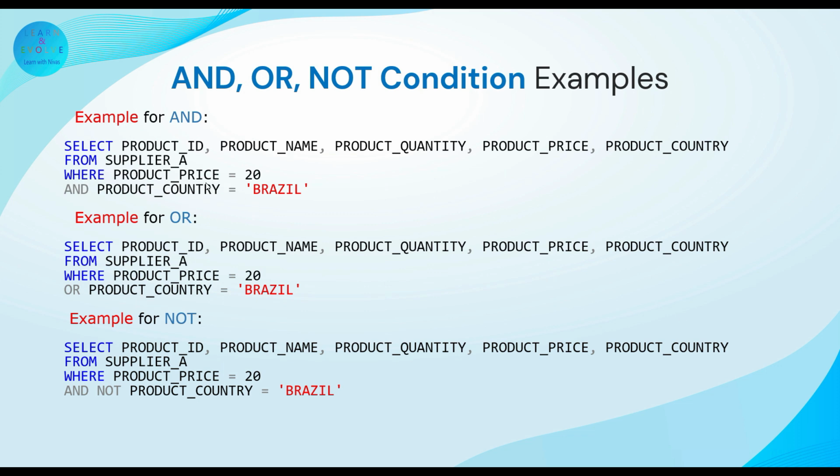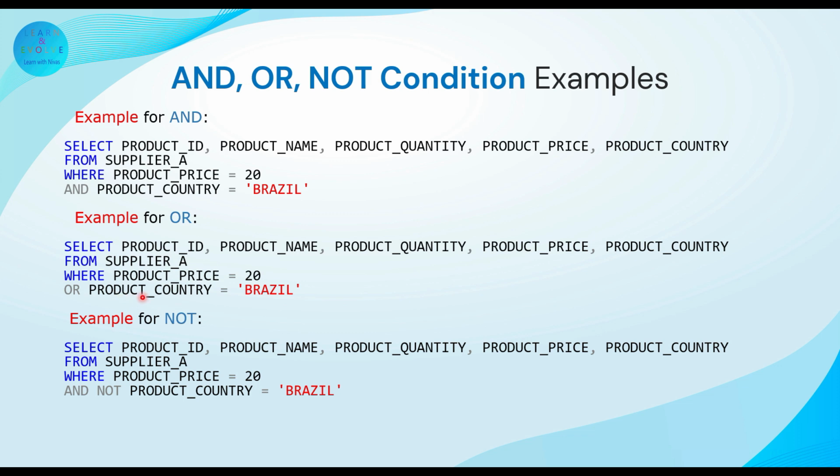So here I've taken a supplier table. I wanted records pertaining to product country equals Brazil and product pricing is 20. So both the conditions I wanted. I wanted to filter out all the products which are from Brazil and product price is 20. For that I can use a straight away WHERE condition where product price equals 20 and product country equals Brazil. That means both the conditions have to be satisfied, and in an OR condition I need either of that to be true.